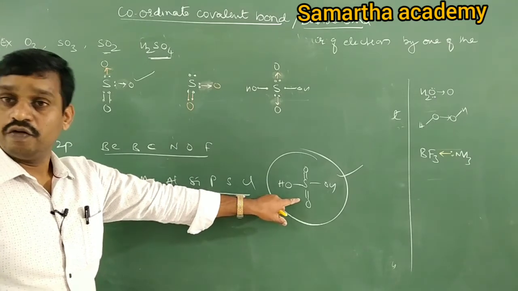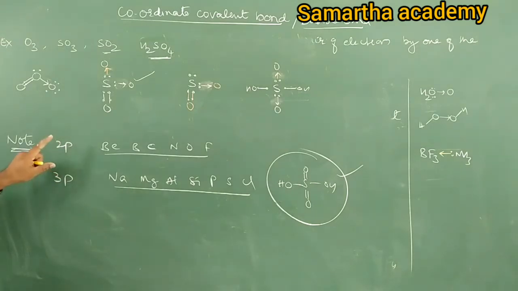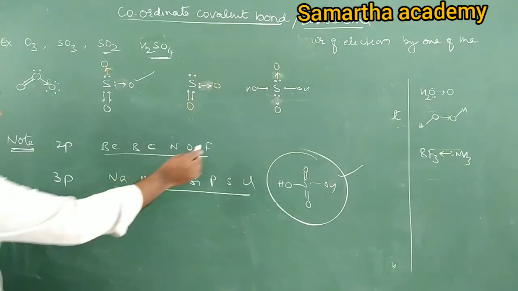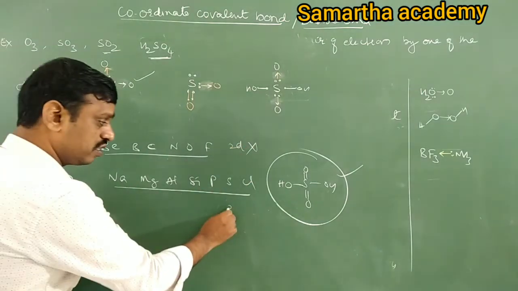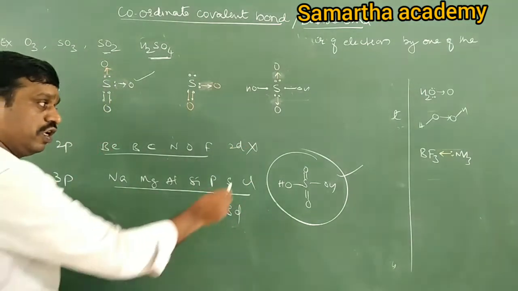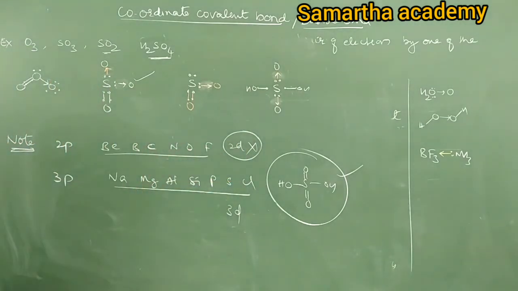Whereas the same thing is not possible in second period elements. Second period elements do not have a vacant orbital in their outermost orbit. There is no 2d orbital. Will you write a 2d orbital? It is impossible, but we can write a 3d orbital. Therefore, all these second period elements don't have a vacant d orbital, so their octet cannot be expanded.